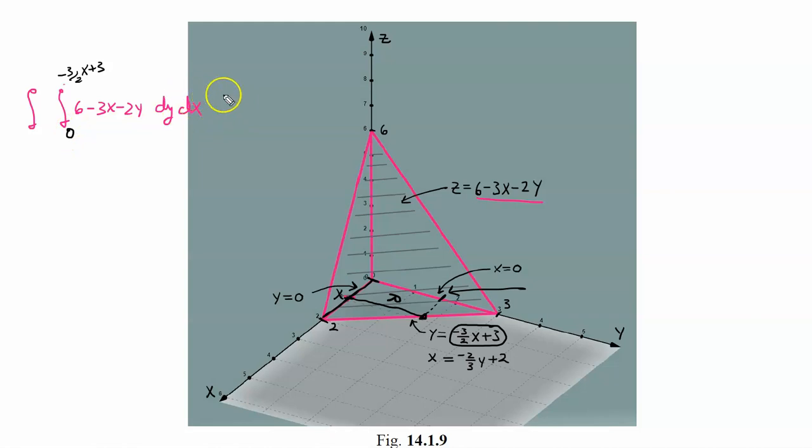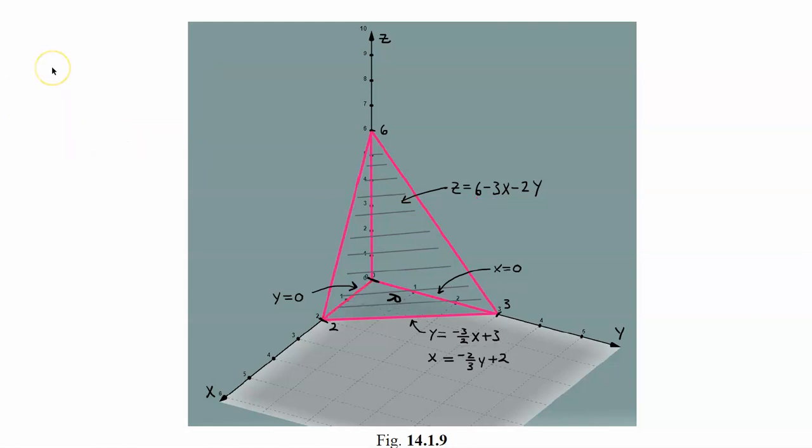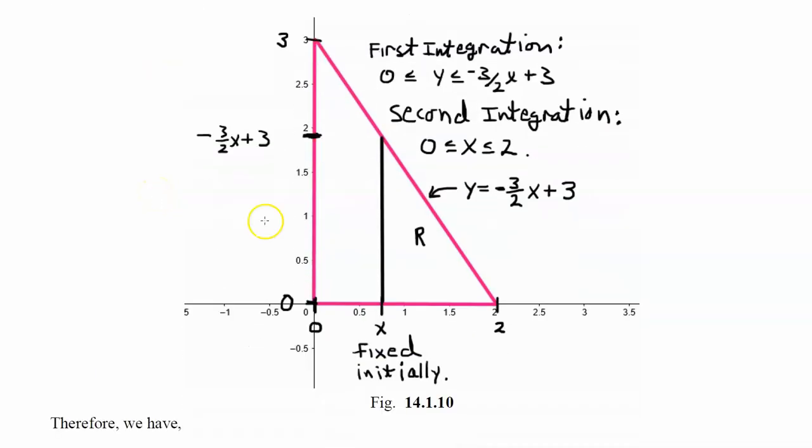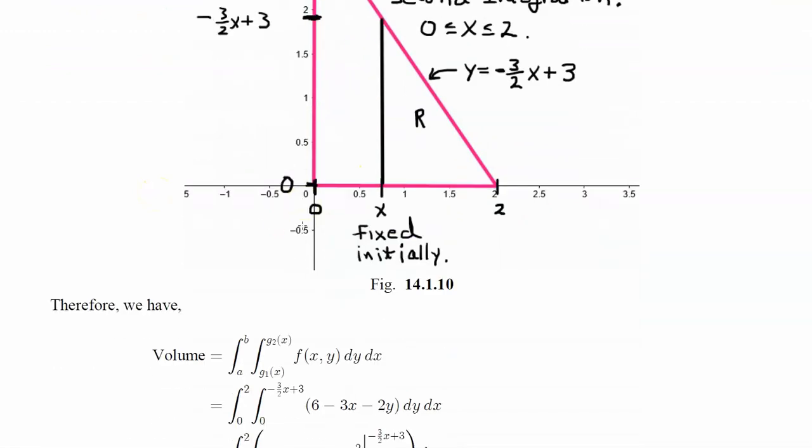Then what is this x allowed to vary from? It's going to go from 0 up to 2. And there you go, you have your double integral set up. That will give you the volume of that solid. Now let's see how we actually evaluate that. Okay, now we have to evaluate it, so let's move down here. We have it down here. This is just some explanation of what I just said.